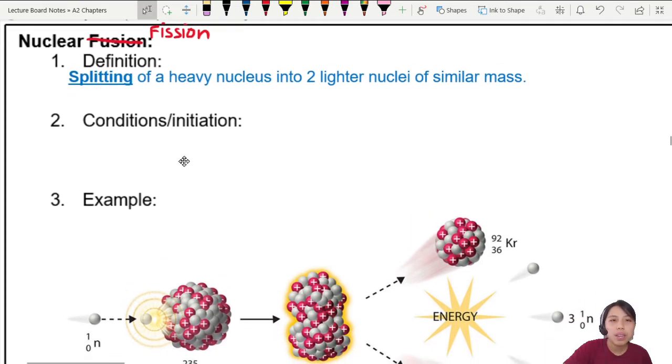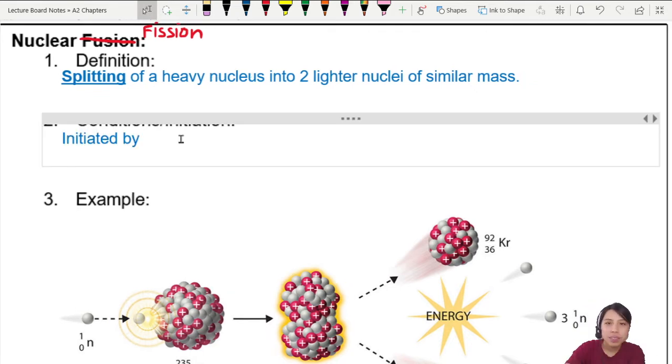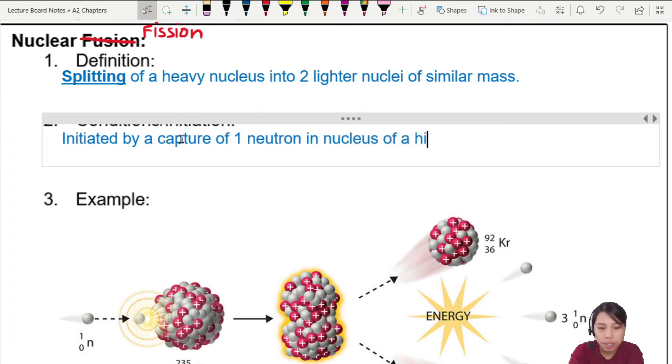So let's write down what initiates this reaction. So fission is initiated by a neutron capture. So you say a capture of one neutron. Oops, I can't spell. Capture of one neutron into the nucleus. Okay, in a nucleus of a high neutron to proton ratio. So this part is just extra information for you to know.